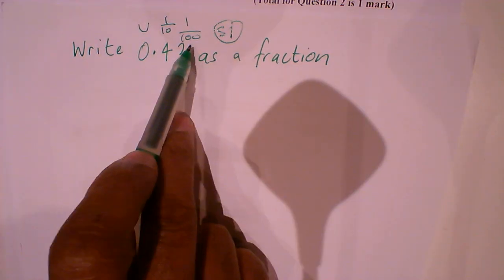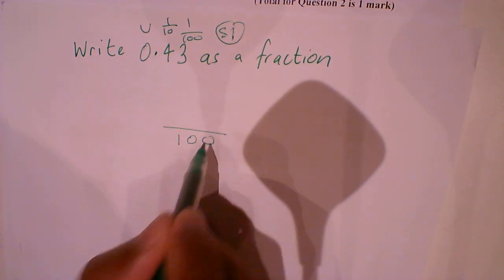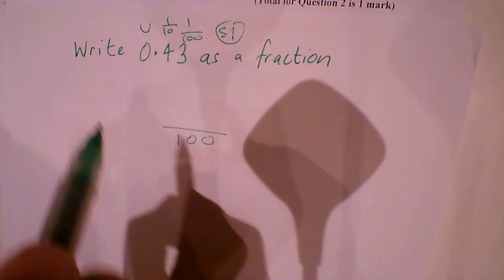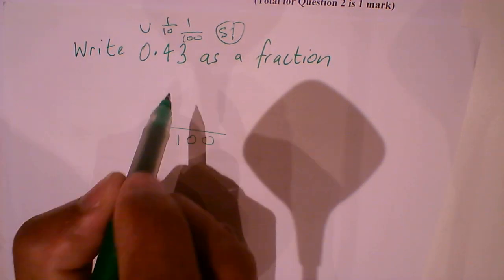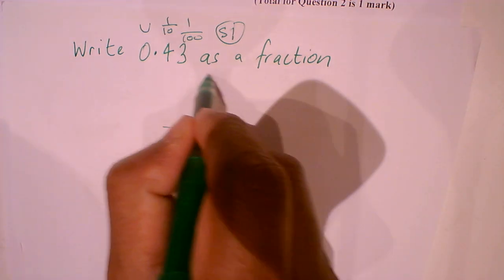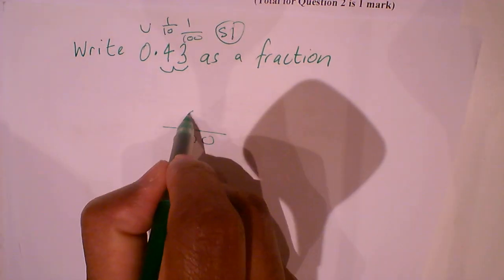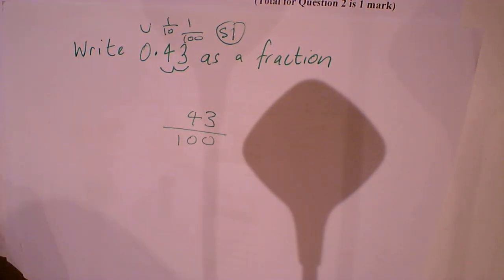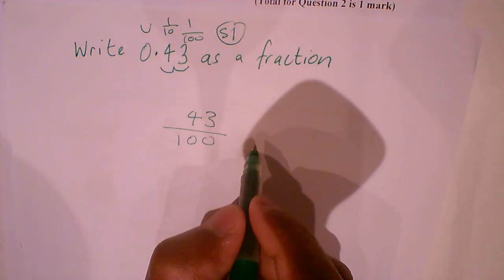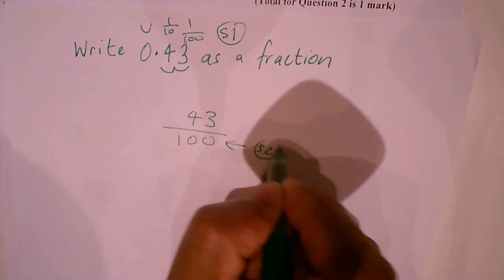And I can see I'm using hundredths. I'm going to put 100 as my denominator. That's my step 2. And then the last thing is my digits. So 4 and 3 go there. So that's my step 3. So step 1, step 2, and then step 3.